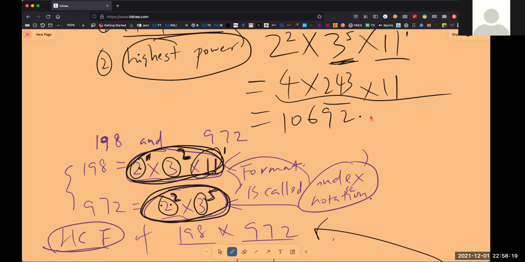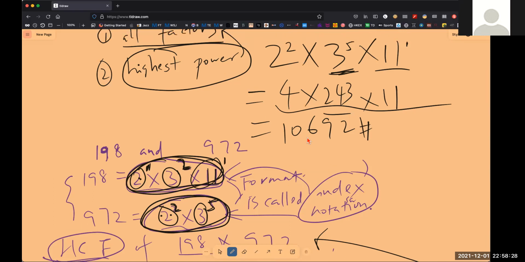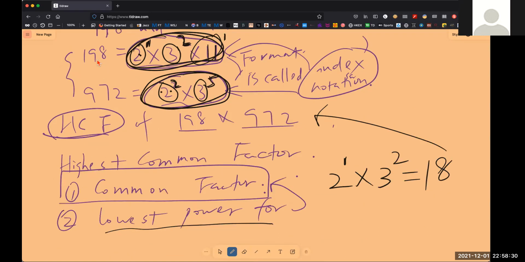10692. Okay, very good. So this is the LCM. All right, so the question asks for the smallest k such that 198k is a perfect cube. So they want 198 cubed. So I'm going to just erase some of the stuff here.